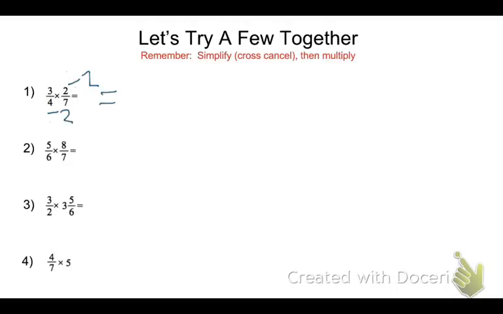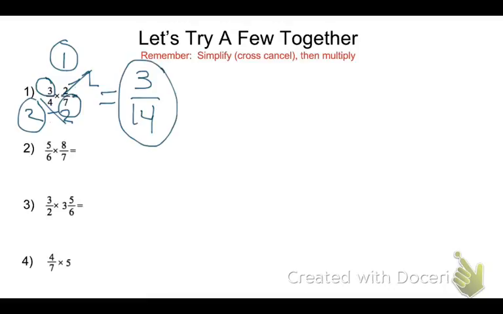When I do that, 2 divided by 2 is 1, and 4 divided by 2 is 2. That's how it gets the name cross-cancel. I canceled diagonally. I made 2 and 4 smaller numbers. Now that I've done the cross-canceling, I'm ready to multiply across. So 3 times 1 is 3, and 2 times 7 is 14. I make sure that I cannot simplify my final answer. 3/14 is in simplest form.